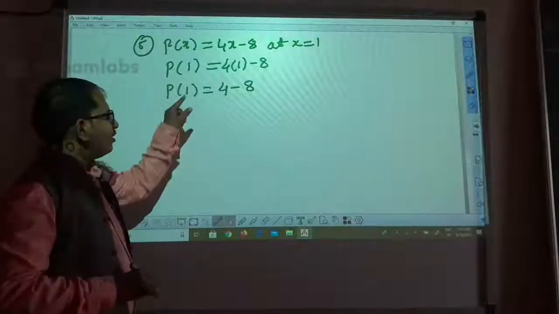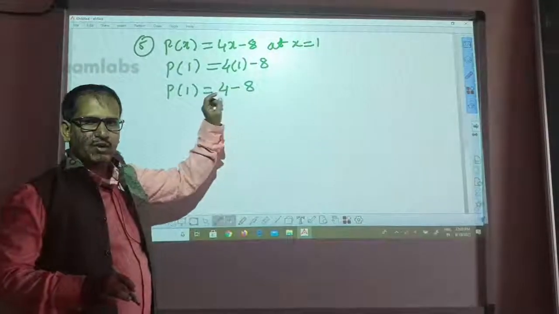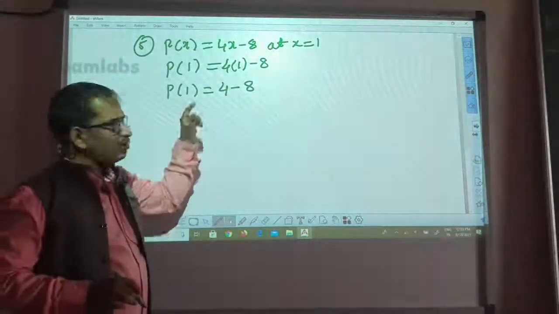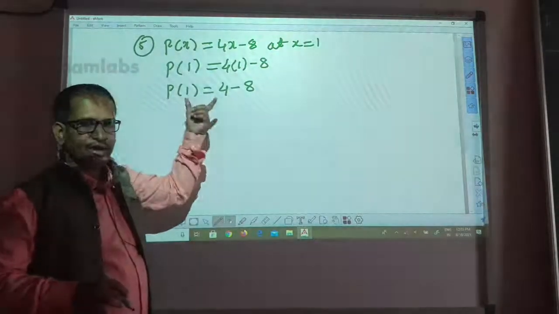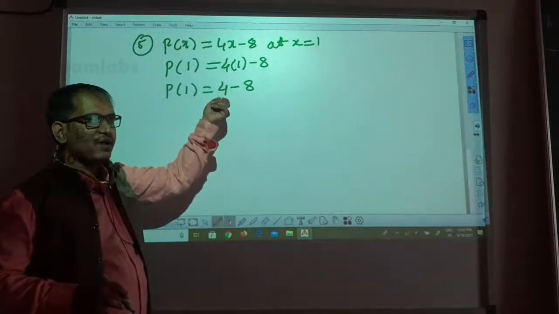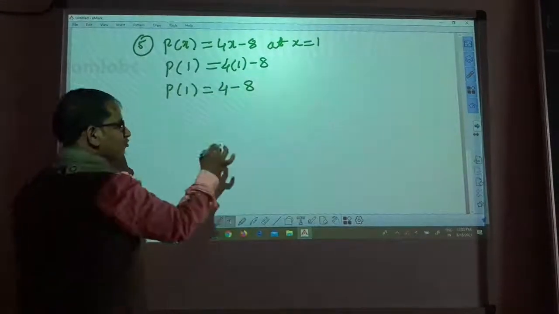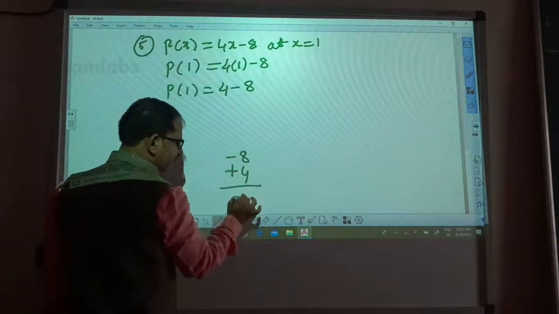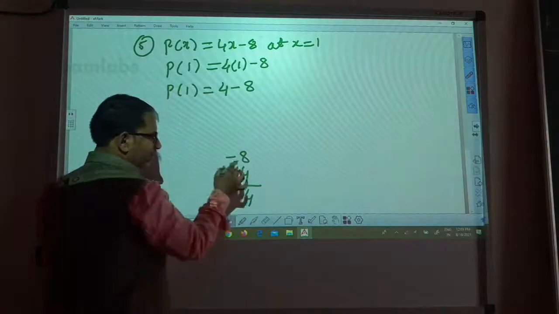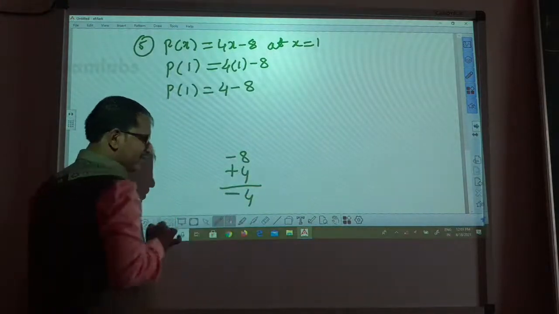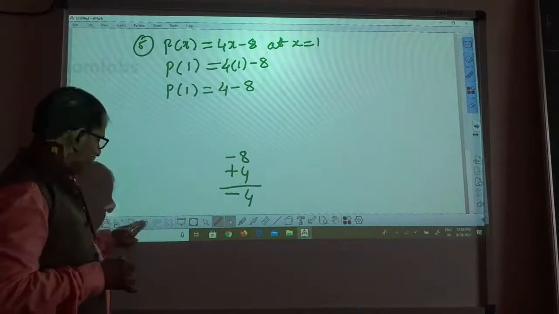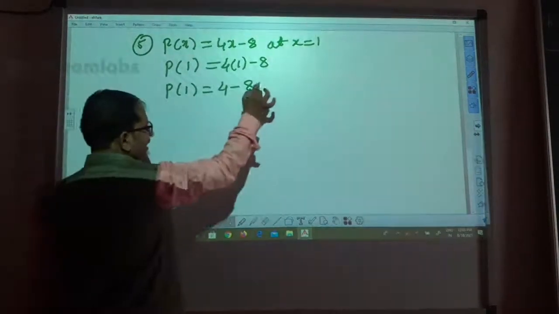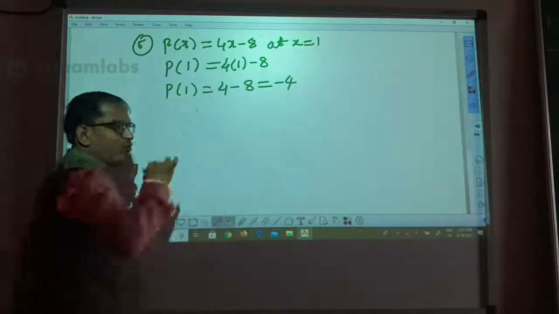We know that 4 is a smaller number, 8 is a higher number, but with minus 8, the smaller number is minus 8 only and 4 is the higher number here. So we write minus 8 plus 4 like this, and 8 minus 4 is 4, and the bigger number is minus, so we will put this minus here. We learned this in 6th class, right? So what is the value of 4 minus 8? Minus 4. So minus 4 value is there.